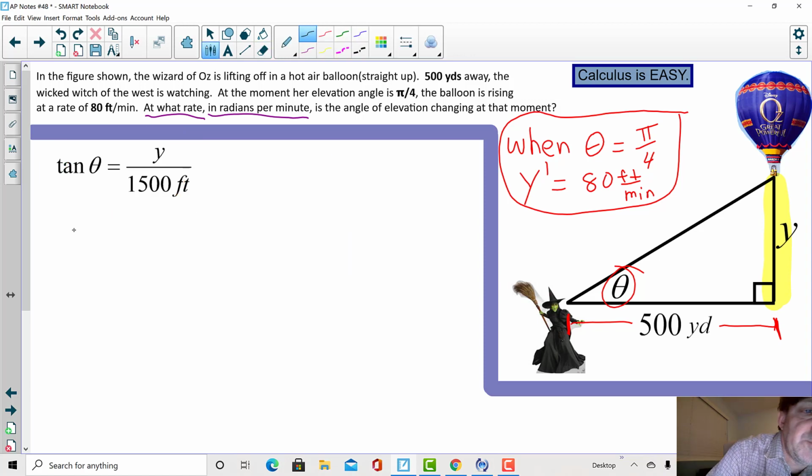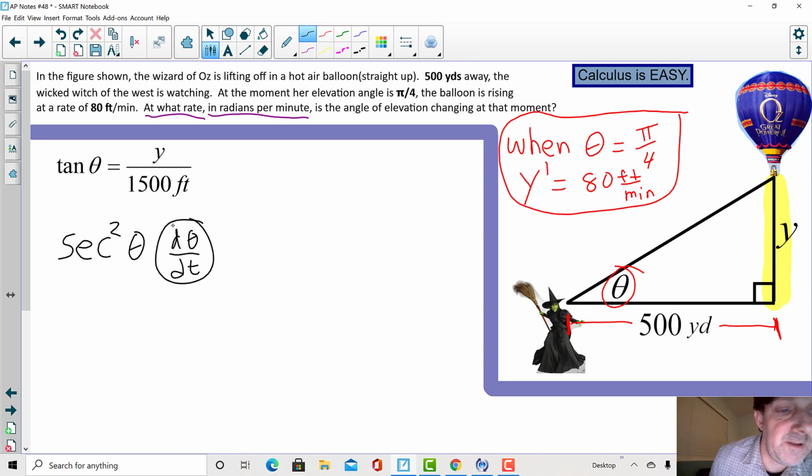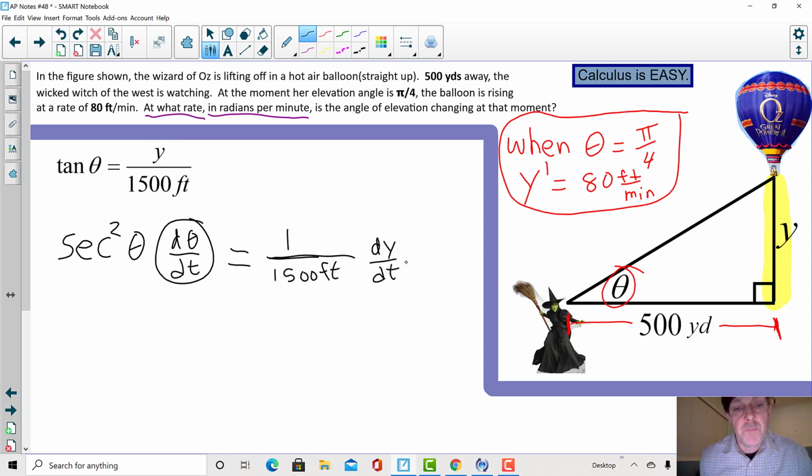Okay, we're going to start by doing the derivative of both sides. The derivative of tangent is secant squared, but it's a theta, not a t, so we need to do the derivative of theta, and that would give us theta prime. You can write it as d theta dt, or you can write it as theta prime. When we do the derivative of the right side, the bottom is just a constant, so really we're just doing the derivative of y, and that would be y prime. You can either write y prime, or you can write dy dt.